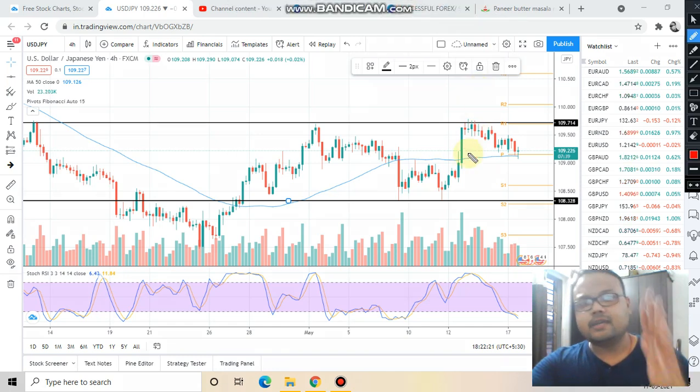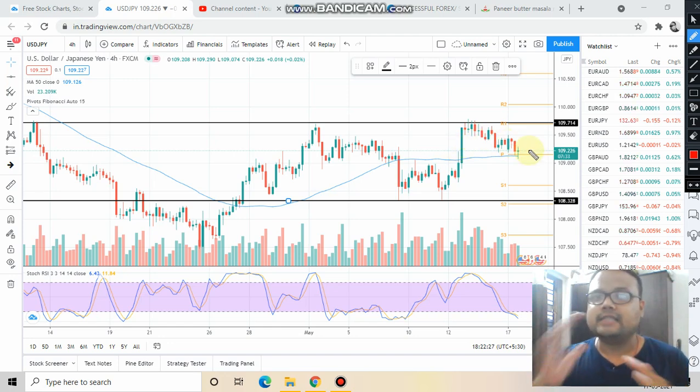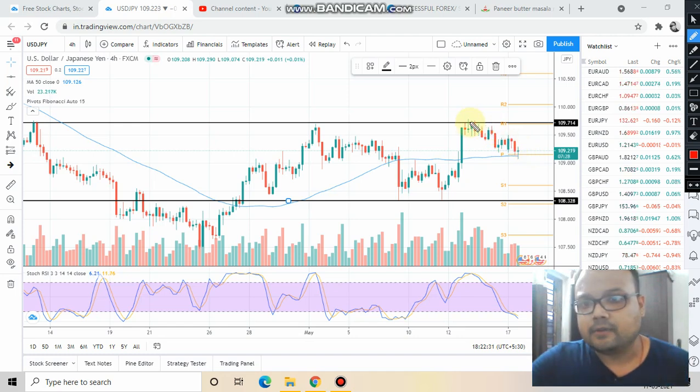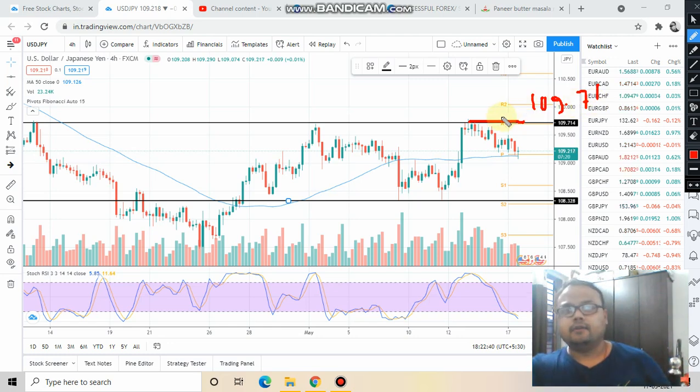As I always say, you should always look for the area of value. Here our risk to reward ratio does not match and this is not the area of value. This is the first trading opportunity: if the market crosses the 109.71 level, then we can go for a buy order.